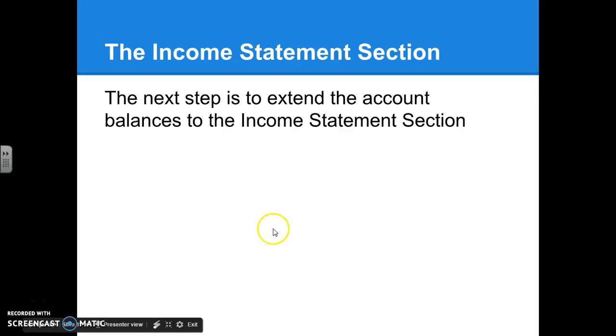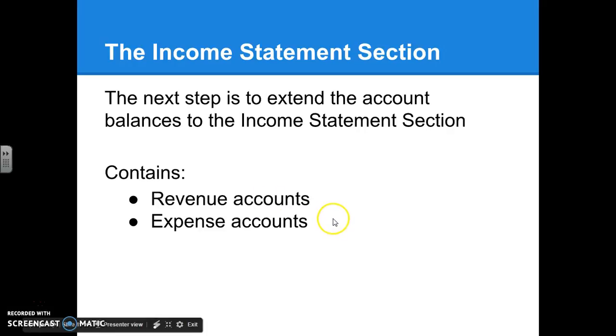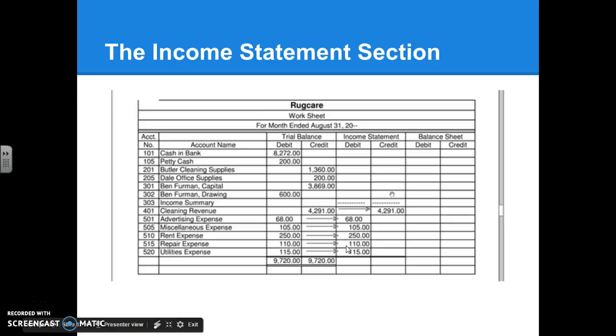So the account balances to the income statement section are all of our temporary accounts, which contain our revenue accounts and our expense accounts. So we carry those forward. And now we have income summary, which is an account that is listed, but it is not used. But we do list all of the accounts in our chart of accounts. Cleaning revenue gets carried over to the income statement. Advertising expense, miscellaneous expense, rent expense, repair expense, and utilities expense all get carried over to the income statement.